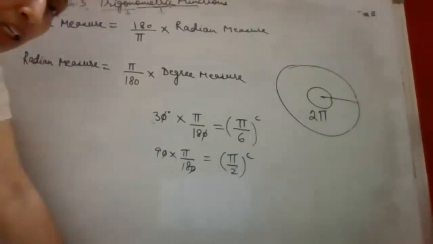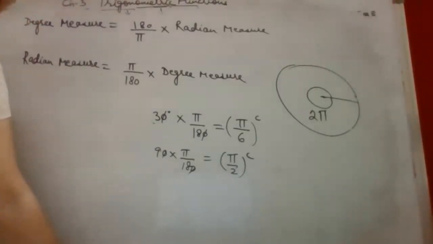In case of radians, answer will be in terms of pi. Leave it as it is. Don't convert it by putting the value of pi as 22 by 7. You will leave the answer in terms of pi only.